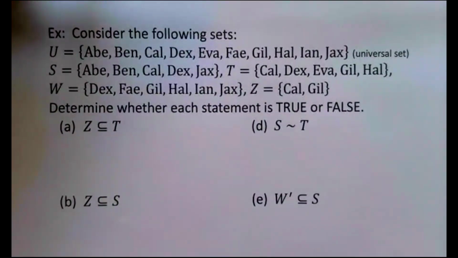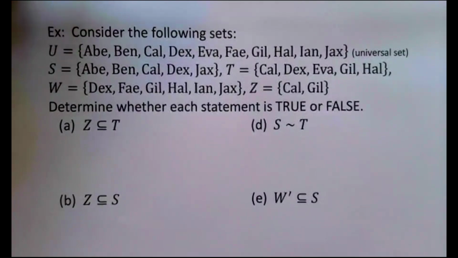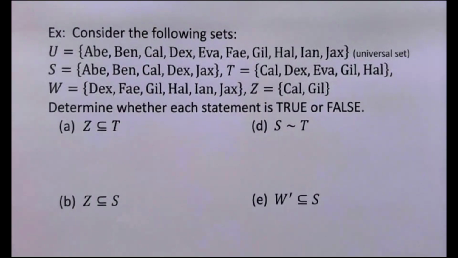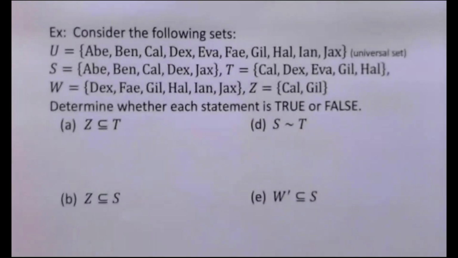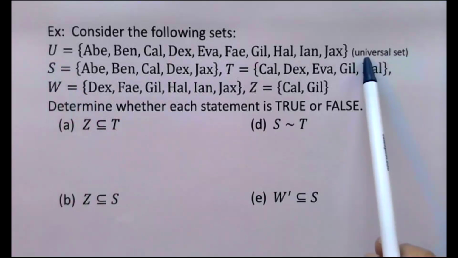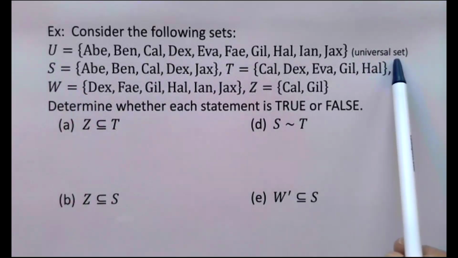Consider the following sets. Set U consists of, now these are people this time. These are not numbers. These are people. Abe, Ben, Cal, Dex, Eva, Faye, Gil, Hal, Ian, Jax. That's set U. I'm reminding you that that's the universal set, although I didn't need to. As soon as we use the letter U to name a set, that's automatically the universal set. I guess I was just in a good mood by reminding you of this.